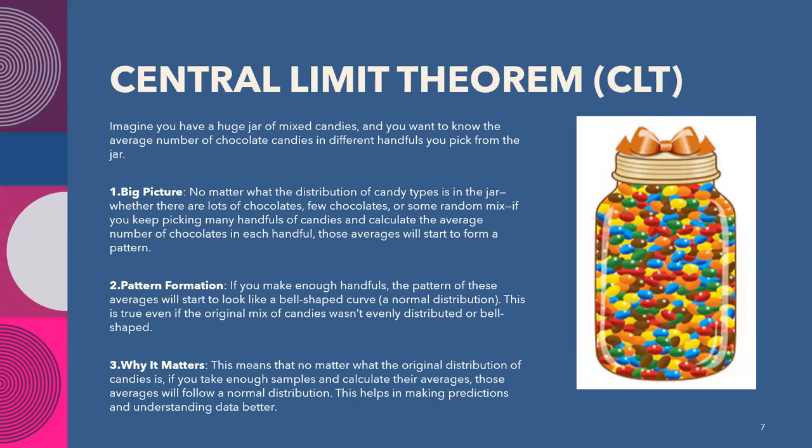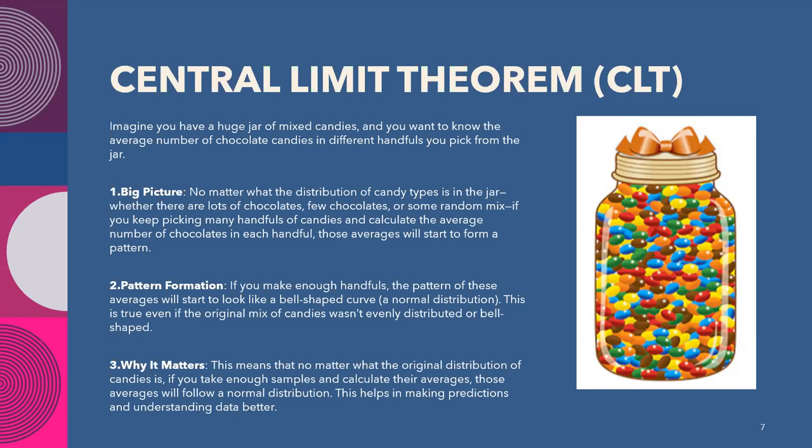Okay, so imagine you have a big jar of candy and you've probably seen these guessing games before. You want to know the average number of chocolate candies in different handfuls that you would pick from the jar. So this is a fun exercise if you've done this before. Typically people have all different ways of how to do it. They just guess, or they go through and meticulously count a certain color or a certain square within the jar, and then they multiply it by something.